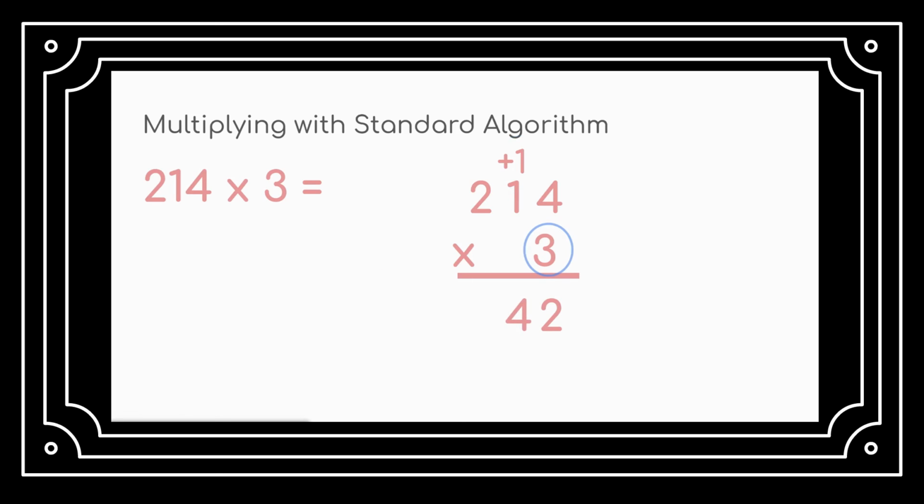Last, we need to again start with the ones column on the bottom number and multiply the 3 by the number in the hundreds column up on top, which is 2. I will solve 3 times 2, which equals 6. My final answer is 214 times 3 equals 642.